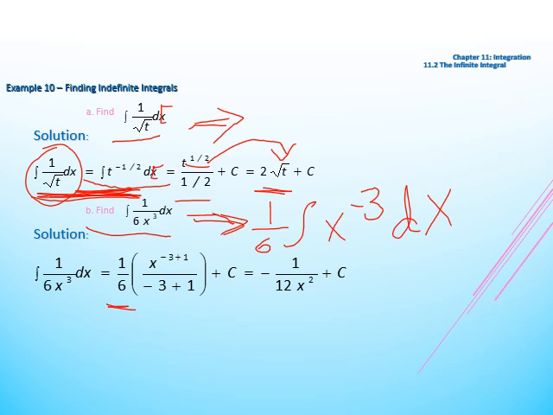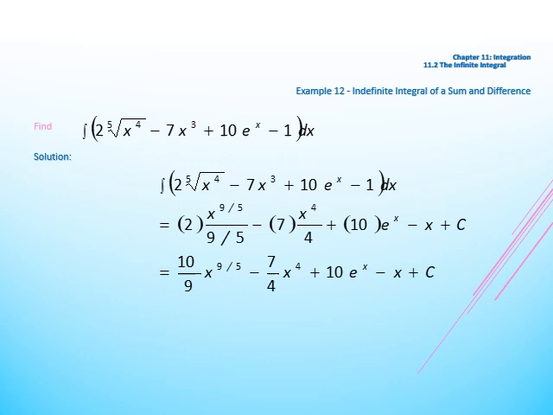which is equal to negative 2 x to the power negative 2 over 2. Multiplying 2 by 6 equals 12, and getting x to the power negative 2 in the denominator with a positive sign to be x to the power 2, and getting plus c, which is the constant of integration. Here we get an indefinite integral of sums and differences at the same time.